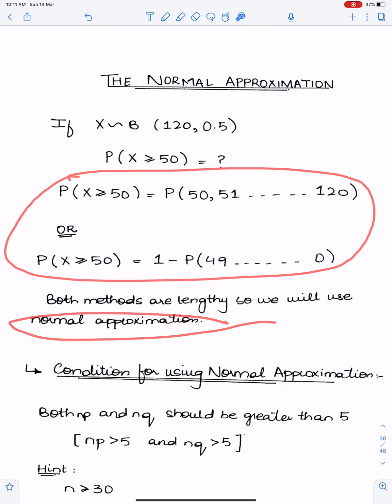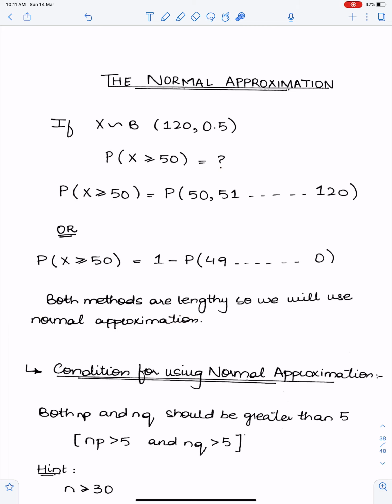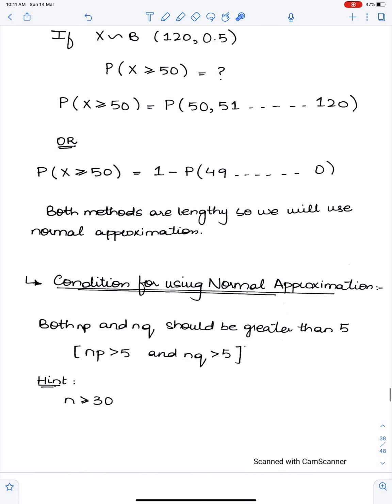This is the hint. Please understand this thing. When n is greater than or equal to 30, this is the hint that you have to use normal approximation. So when n is greater than or equal to 30, both the methods are lengthy, and then you have to use the normal approximation.